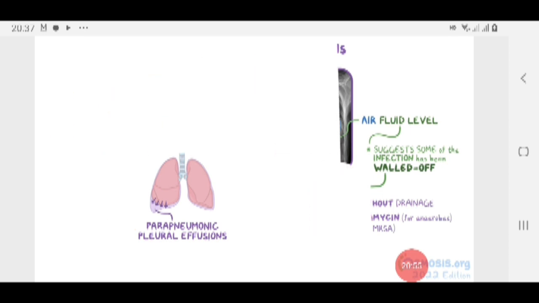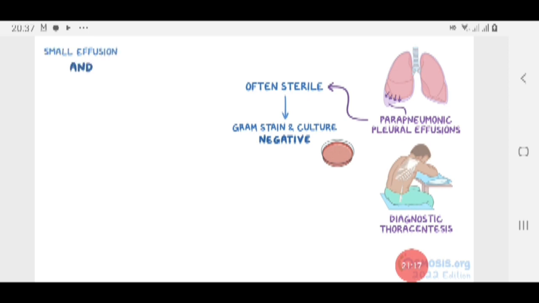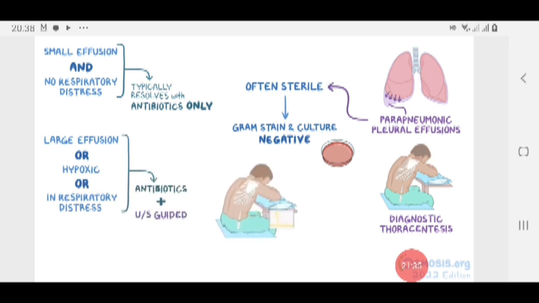When it comes to effusions, a sample of the pleural fluid should be taken by inserting a needle through the chest wall, a procedure called a diagnostic thoracentesis. Now, a parapneumonic effusion is often sterile, meaning a gram stain and culture of the fluid are usually negative. If the effusion is small and the patient is not in respiratory distress, then it typically resolves with antibiotics only. However, if the effusion is large, or the individual is hypoxic or in respiratory distress, then in addition to giving antibiotics, an ultrasound-guided therapeutic thoracentesis should be done to ease symptoms.